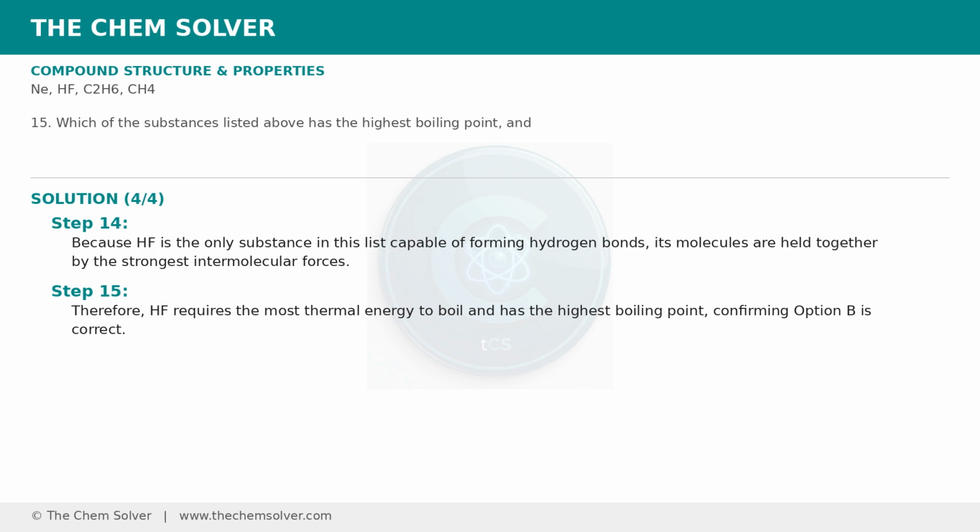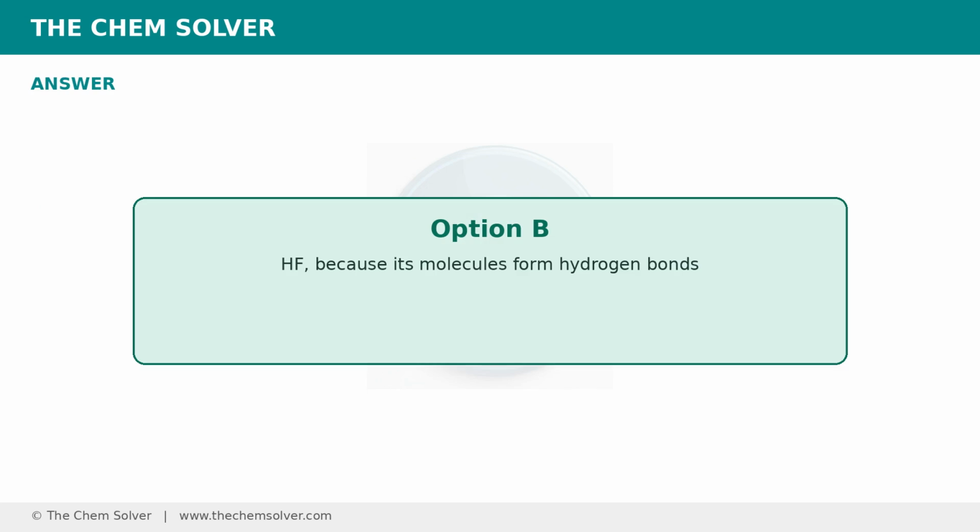Confirming option B is correct. The correct answer is option B, HF, because its molecules form hydrogen bonds.